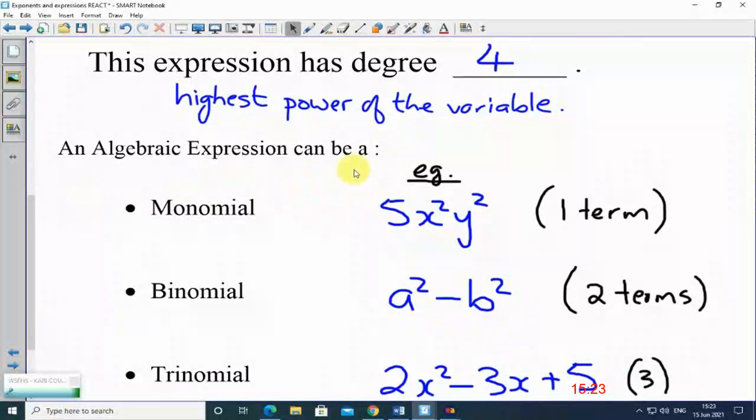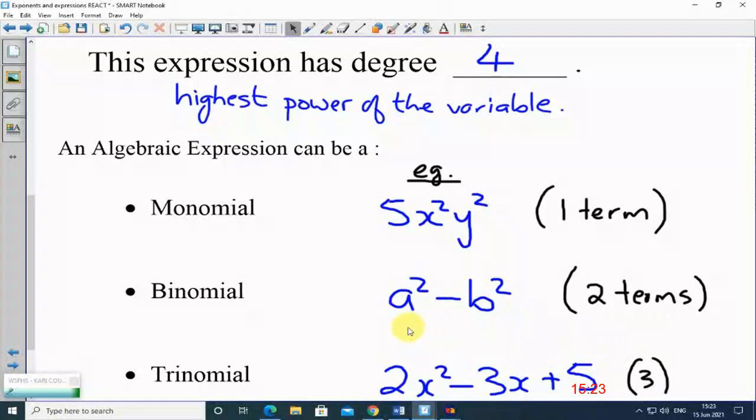We will call an expression that has only one term a monomial. So mono is a root word that means one. So a monomial has only one term. A binomial has 2 terms. If you think about the word bicycle, that comes from having 2 wheels, or the word binary also means 2. A binomial is an algebra expression with 2 terms, like that.